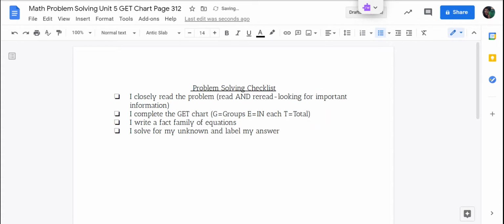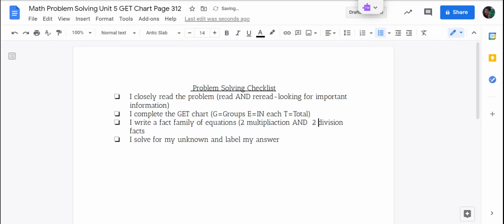And when we write a fact family with multiplication and division, we are looking for 2 multiplication and 2 division facts, correct? I solve for my unknown and I label my answer. So let's take a look at problem 1 on page 312.